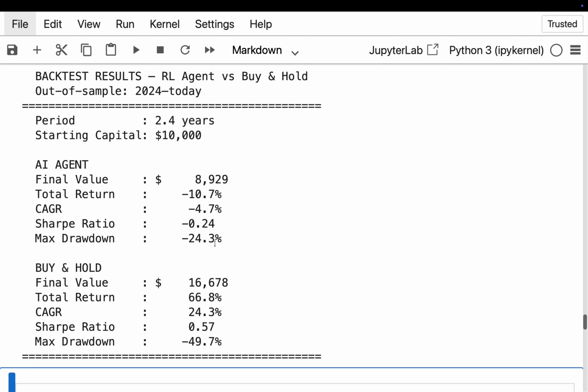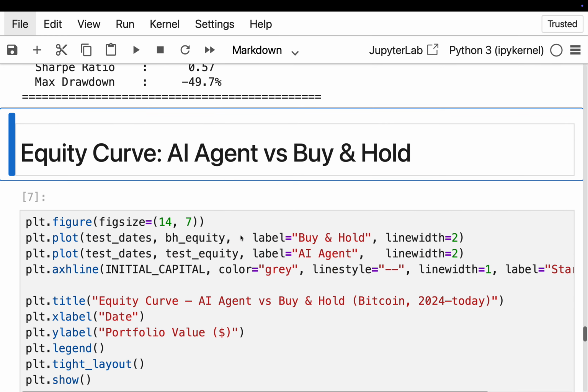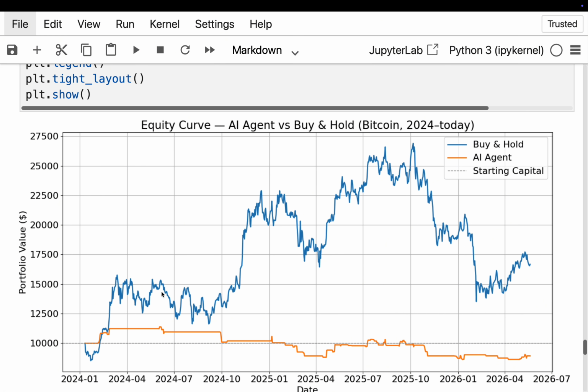Max drawdown on the agent, negative 24%. That part is actually better, but a lower drawdown on a losing strategy is not a compliment. The equity curve says everything. Buy and hold goes up. The agent flatlines, then slowly bleeds out. It sat in cash while Bitcoin doubled.